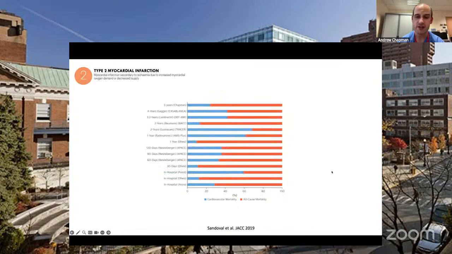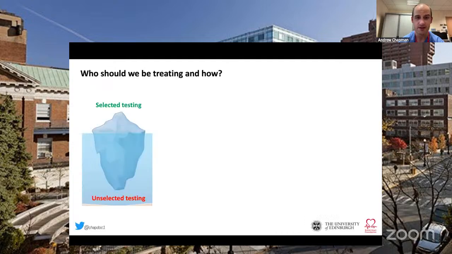There is underlying cardiovascular disease here which could be addressed. And we know that there's a consistent observation of an increase in non-cardiovascular death across all studies. So highlighted here in blue is the proportion of deaths due to a cardiovascular cause. And in some populations, as many as 90% of patients are having death due to non-cardiovascular disease. So who should we be treating and how should we be treating them? Well, to some extent, the prevalence of type 2 myocardial infarction and myocardial injury that you see in your clinical practice will be dictated by the amount of testing which is done in your institution.